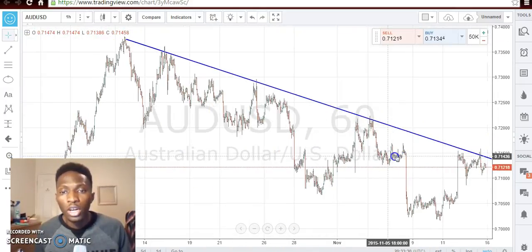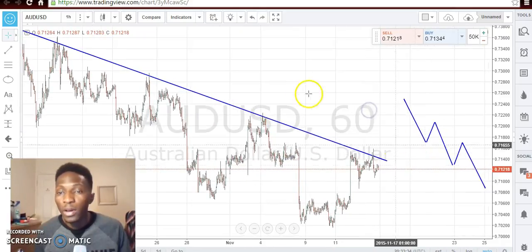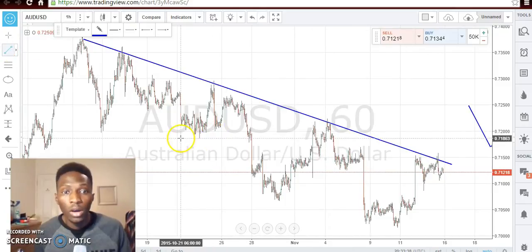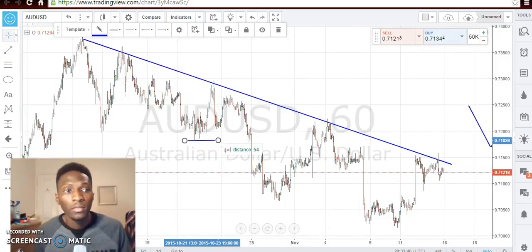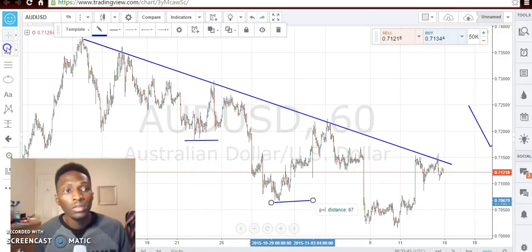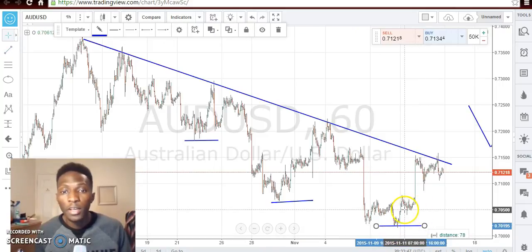So looking at the chart right now, we have got something similar. I mean, it's not perfect, but it's very similar, because we've got our lower lows right there, another lower low, we've got it right there. So that's the first reason, that's the first technical reason why this pair is a short.